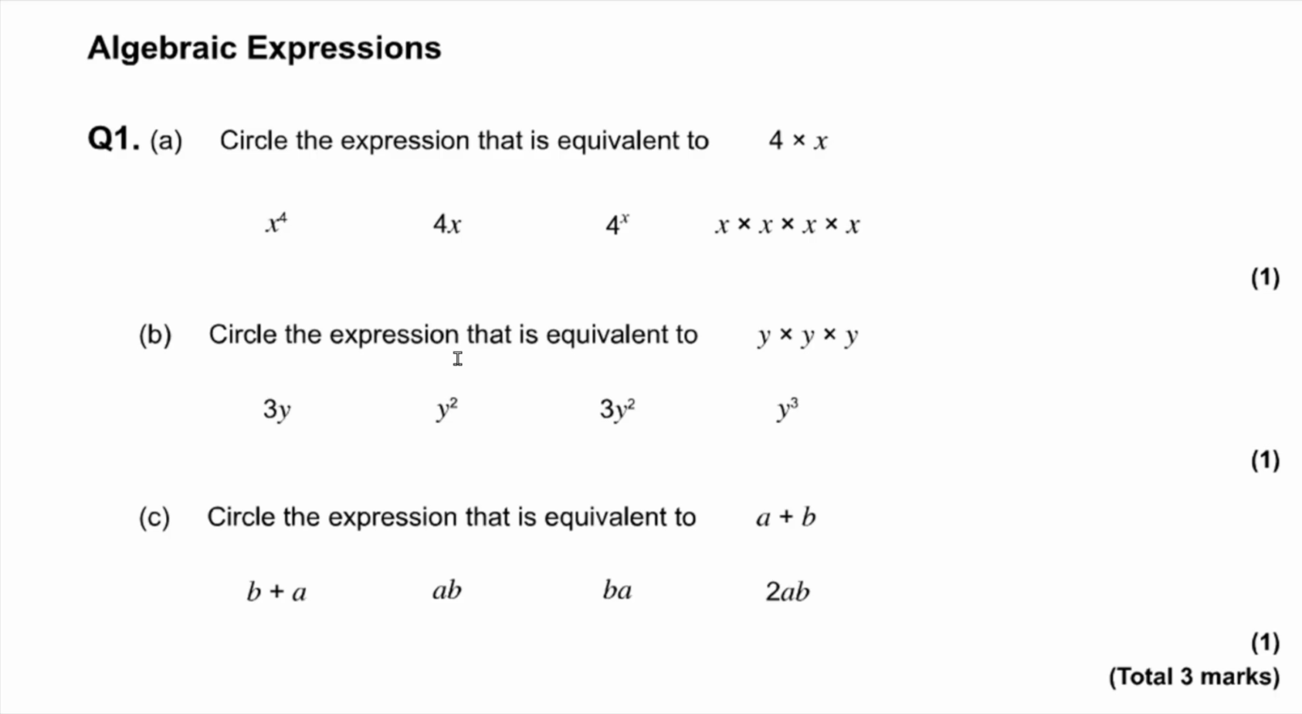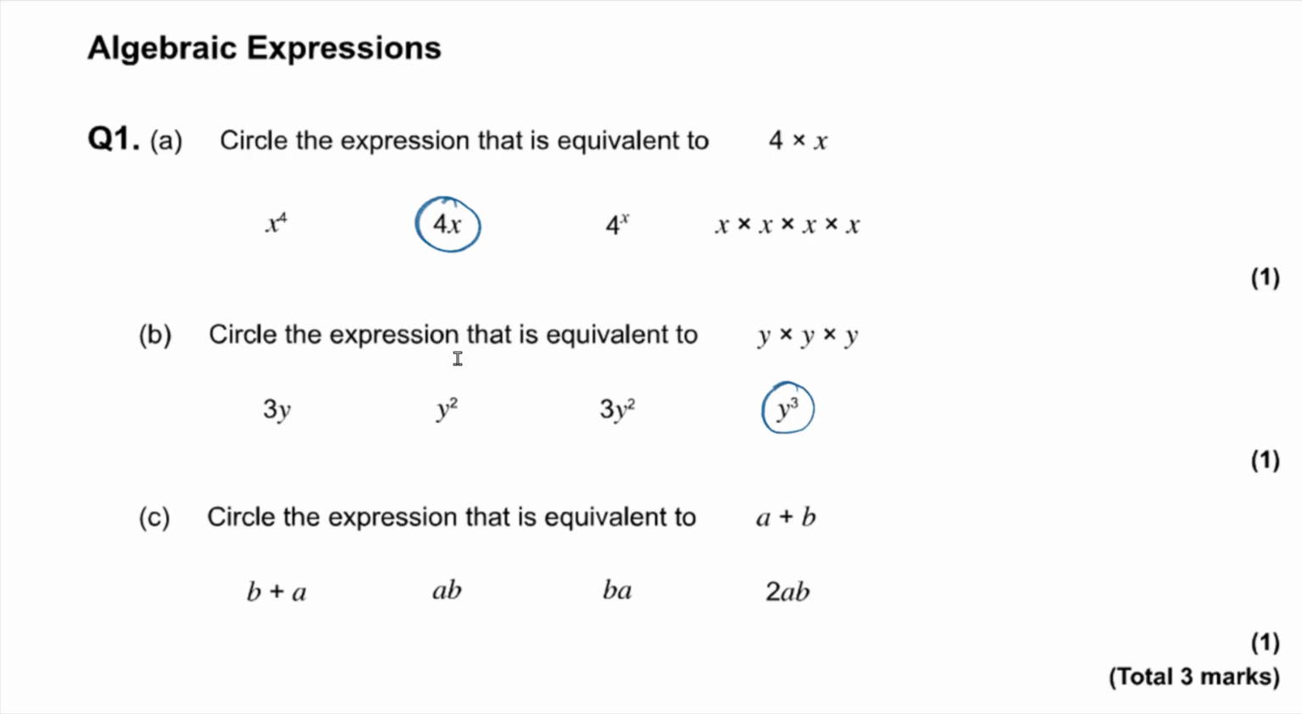First up, let's take a look at algebraic expressions, and question 1 asks, circle the expression that is equivalent to 4 times x. Well, 4 times x, that's just 4x, isn't it? It's that one there. Circle the expression that is equivalent to y times y times y. Well, if you multiply something by itself, you square it. If you multiply something by itself 3 times, you cube it. So y times y times y is going to be y cubed, that one.